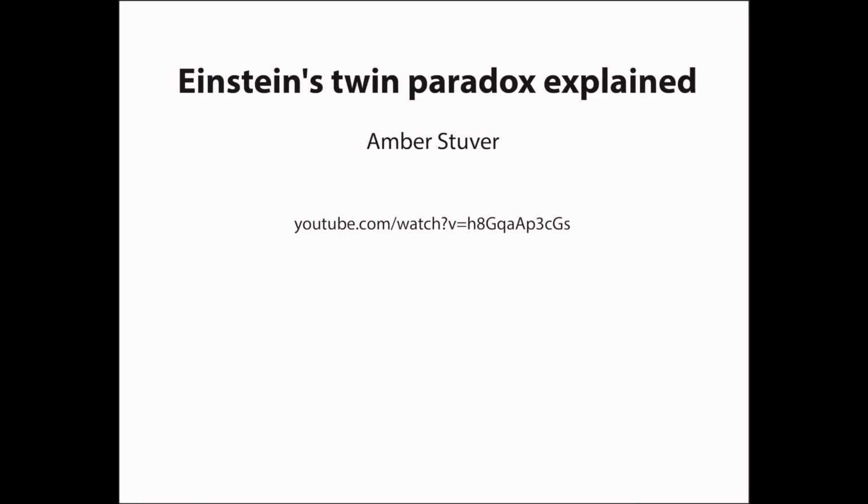Now, let's look at a common explanation for the twin effect that attributes it to the traveling twin having changed direction. Can it also account for differences in aging? Einstein's twin paradox, explained by Dr. Amber Stuver, is a beautifully produced and carefully reasoned video. In her version of the twin effect, the traveling twin moves at a relative 86.6% of the speed of light, which reduces relative clock speed by half.